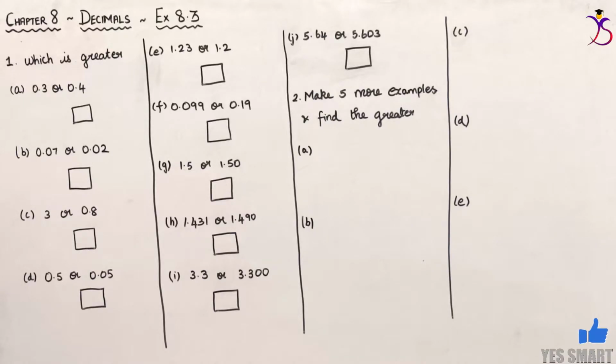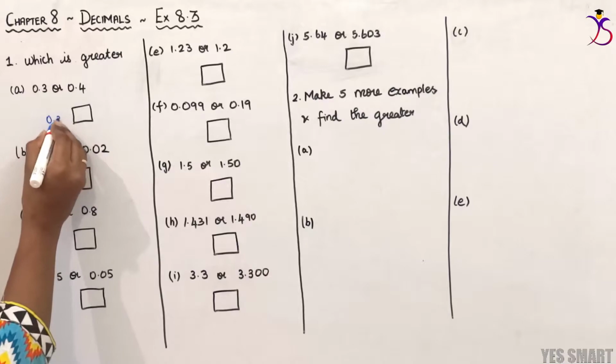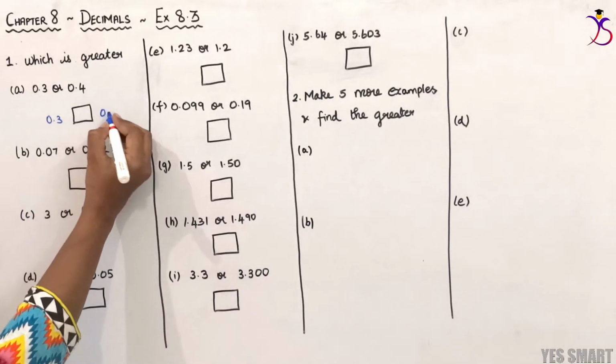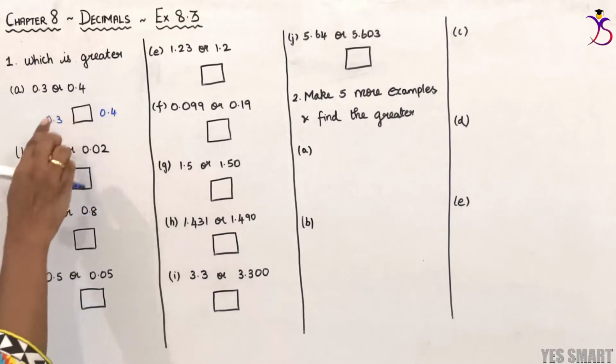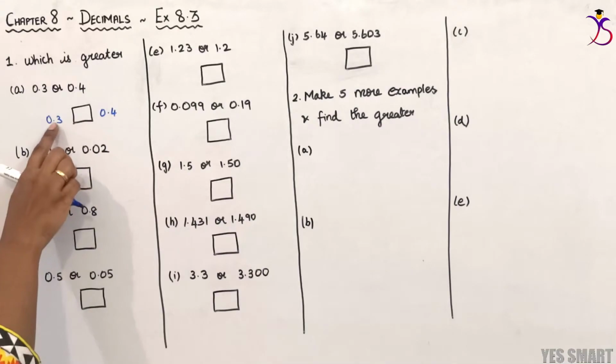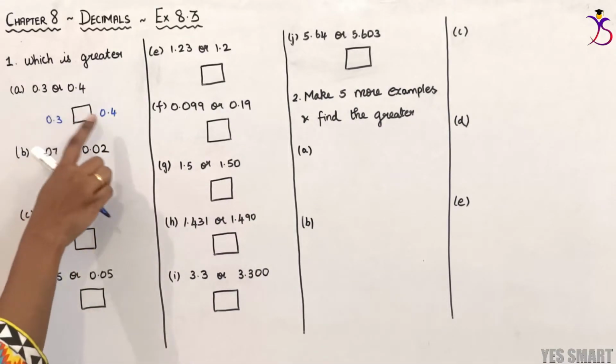We already know that like decimals means the number of digits in the decimal part should be equal in both the given values. First subdivision, 0.3, 0.4. The number of digits in the decimal part is the same. Here we have one digit, here also we have one digit. Therefore, they are already like decimals. So let's straight away start comparing.